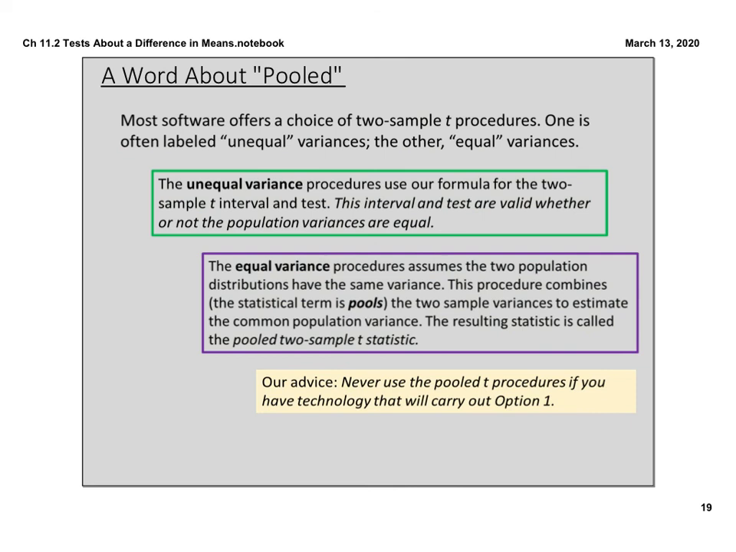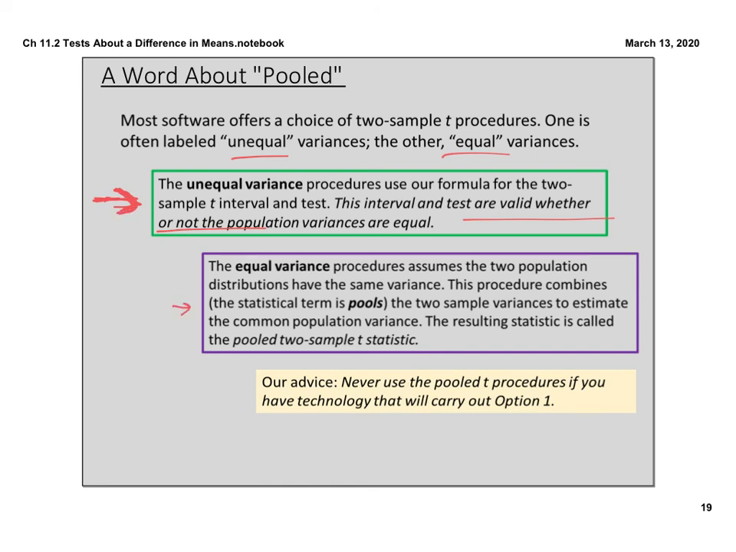And then here's our little tip about a pooled population. It says most software offers a choice of two-sample t procedures. One is labeled unequal variances and one is equal variances. The unequal variance procedures use our formula for the two-sample t interval and test. This interval and test are valid whether or not the population variances are equal. So this will always work is what they're saying. This unequal variance part will work whether they're equal or not.